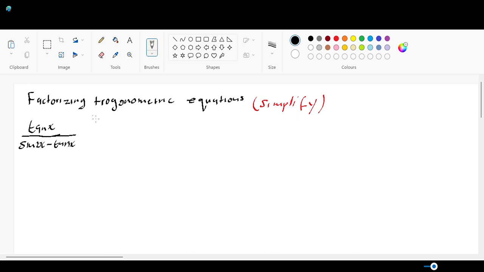Now in this part we'll be simplifying the expression that you see below there. So what do we have there? We have tan x over sine 2x minus tan x. So we'll be simplifying this expression.